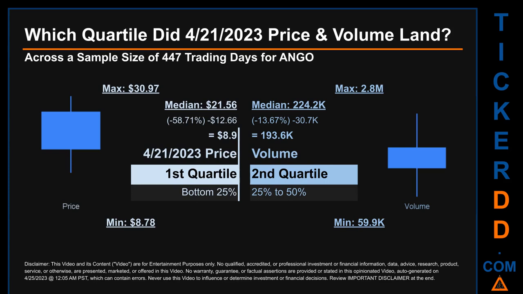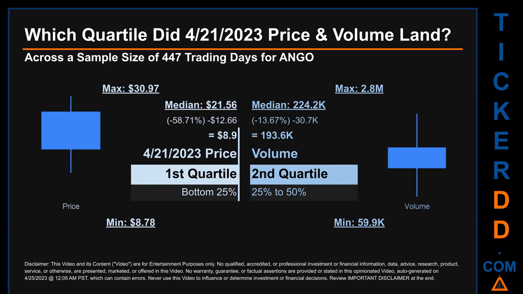Which quartile did April 21, 2023 price and volume land? Across a sample size of 447 trading days, the maximum end-of-day price for ANGO was $30.97 while the minimum was $8.78. Within that price range, April 21, 2023 price, of $8.90, landed within the first quartile, meaning it was within the bottom 25% of all sampled end-of-day prices.